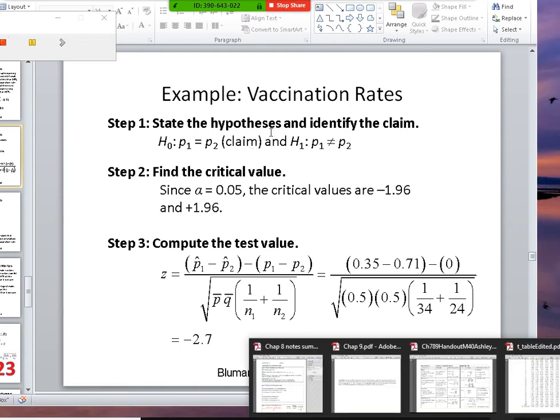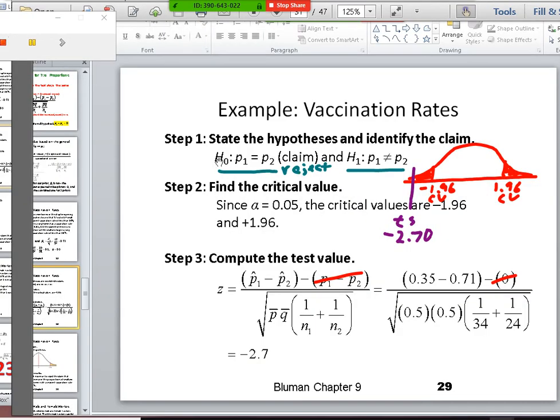So again, my claim was that there is no difference, so my claim is H naught, which means that H1 has to become the opposite of my claim. That also means that since H naught is my claim, I'm going to be using the word reject, because if my claim is H naught, I'm always going to use the word reject in my summary. If my claim was H1, then I'd always be using the word support in my summary. My claim is H naught, so write the word reject in there next to it.